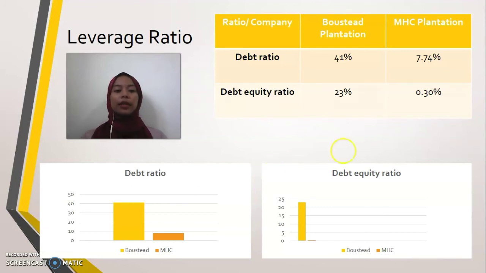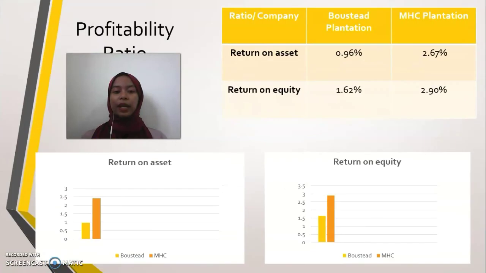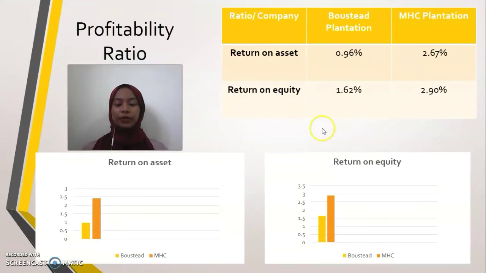So moving on to the next, the profitability ratios. The return on asset for MHC is higher. Look here, it is higher than Boston.